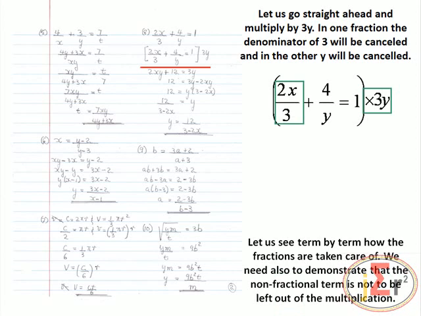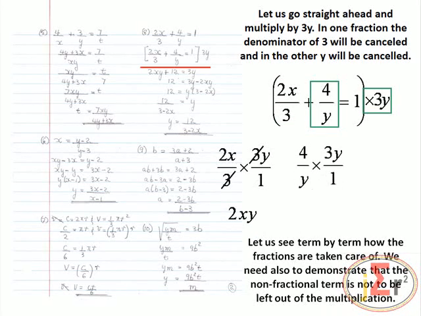So we will multiply 2x over 3 by 3y. What will happen? The 3's will cancel. 2x times y is 2xy. Of course, divide by 1. Anything divided by 1 is equal to that same number or expression, as in this particular case. Then we will take the other fraction, 4 over y. We will multiply that by 3y. The y's will cancel. 4 times 3 is 12. Divide by 1. 12 divided by 1 is equal to 12.